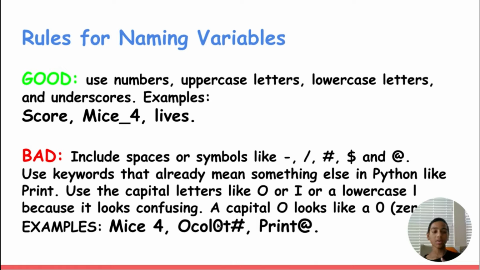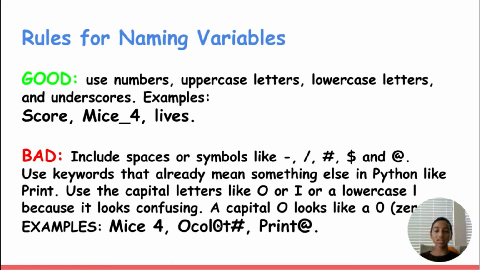Here's what you do not want to include. Bad: include spaces or symbols like minus, divided by, slash, tic-tac-toe, or hashtag, dollar symbol, and at. Use keywords that already mean something else in Python, like the print function we did last video. Use capital letters like O or I or lowercase l because it looks confusing. For example, the capital O looks like a 0.